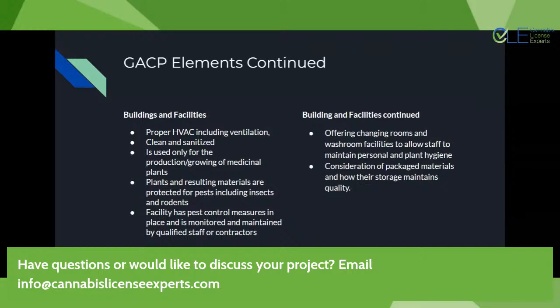What else do we have? Change rooms. When you're looking at GPP, some of our operations aren't required to have change rooms or washroom facilities for our staff. Not going to happen under GACP. So if you don't have one, start planning on how you're going to fit one into your operation. This allows people to maintain personal and plant hygiene. If they don't have a place to get cleaned up, how are they going to make sure that your plants aren't getting contaminated? And then we also have to look at packaged materials, how you're storing those materials, how you're cleaning those materials, how you're using those materials.